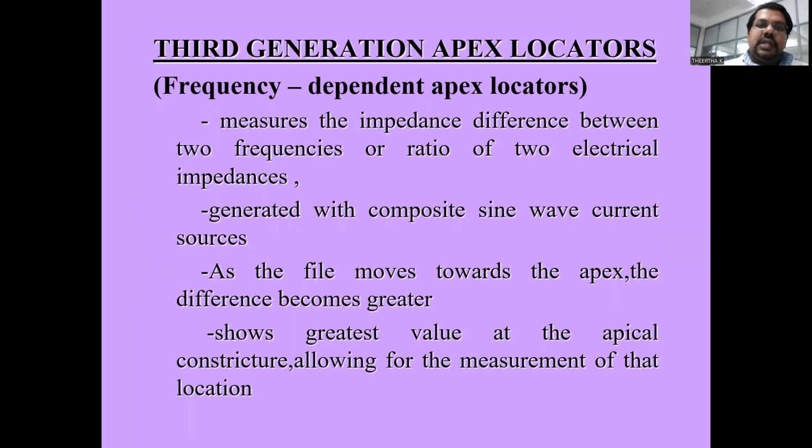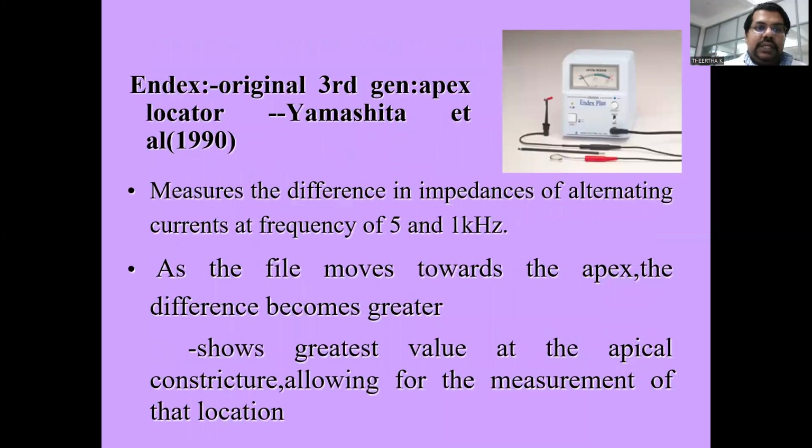Now moving on to third generation apex locators, frequency dependent apex locator. Measures the impedance difference between two frequencies or ratio of two electrical impedances. Generated with composite sine wave current sources. As the file moves towards the apex, the difference becomes greater. Shows greatest value at the apical constriction, allowing for the measurement of that location.